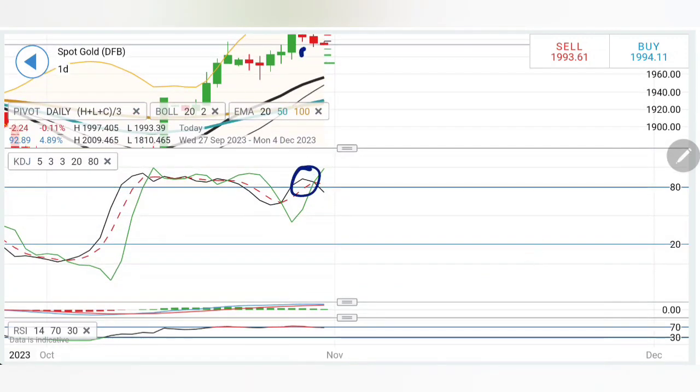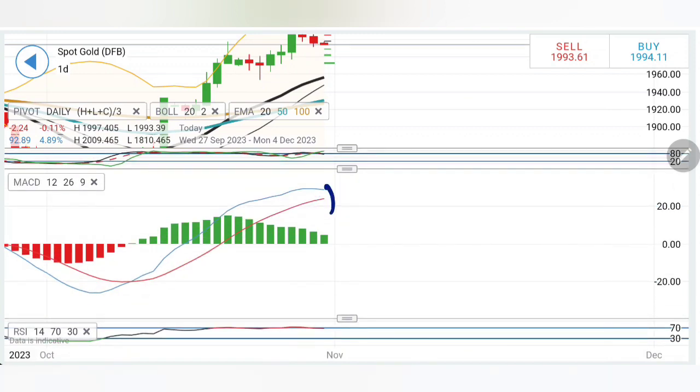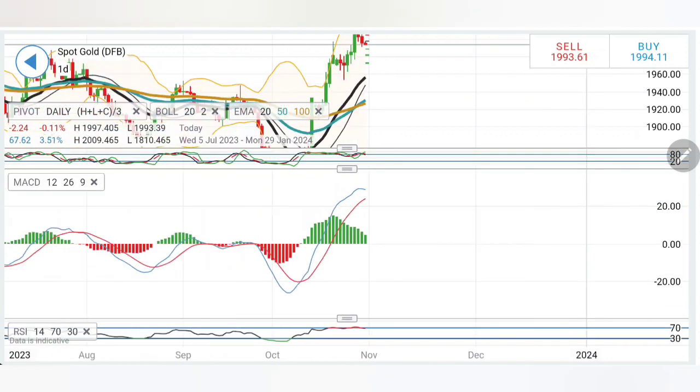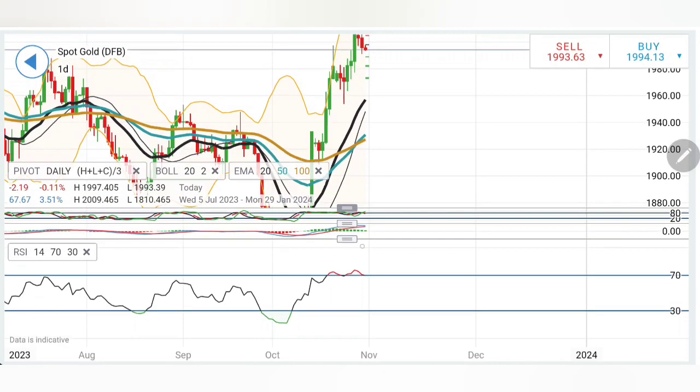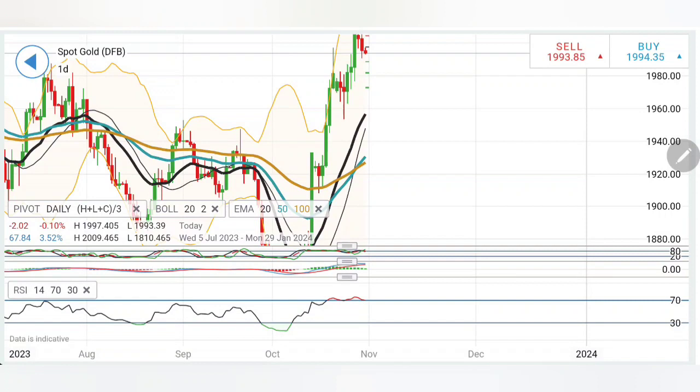Stochastic was overbought. That is why we can see first red candle and today could be the second red candle here. MACD trying to converge, crossover for a sell. It is still in green and too much of divergence calls for it to converge. RSI overbought. So now we have seen the charts, it is time for me to give you the trading levels and strategies so that you can trade profitably.